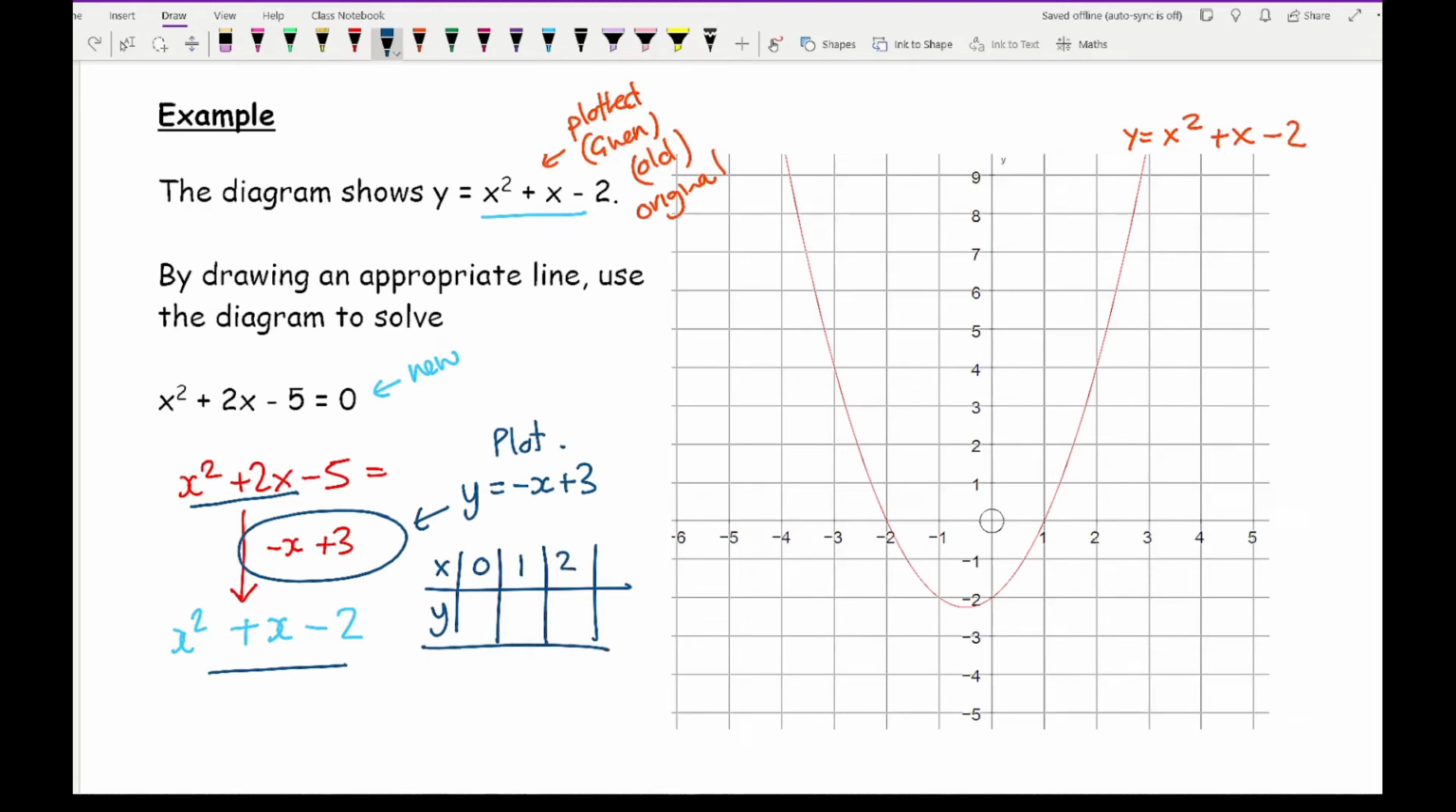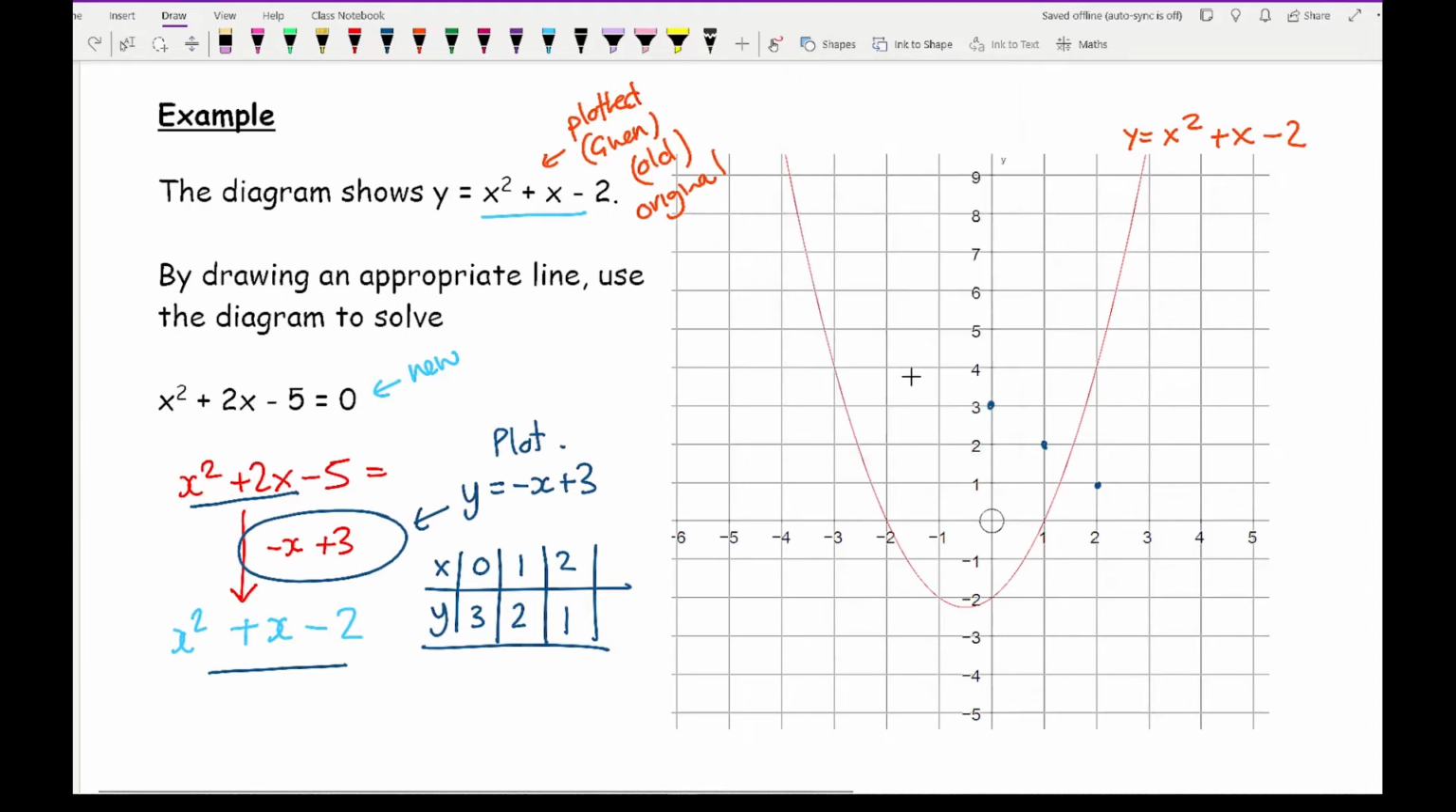So when x equals 0, that's going to be 3. When x equals 1, I'm going to end up with minus 1 plus 3, which is 2. When x equals 2, I'm going to end up with minus 2 plus 3, which is positive 1. So then if I plot these coordinates, so 0, 3, which is here, 1, 2, which is there, and 2, 1, which is here. Now what I then want to do is join those points up.